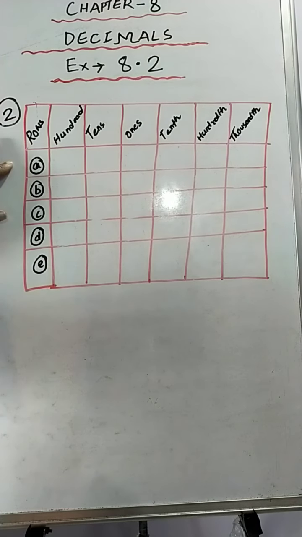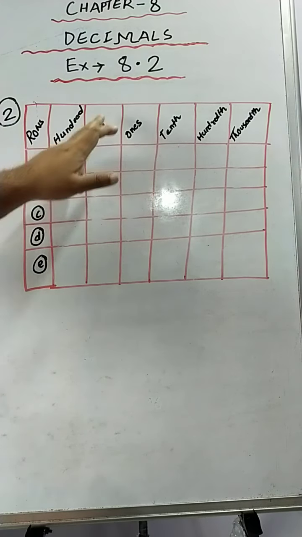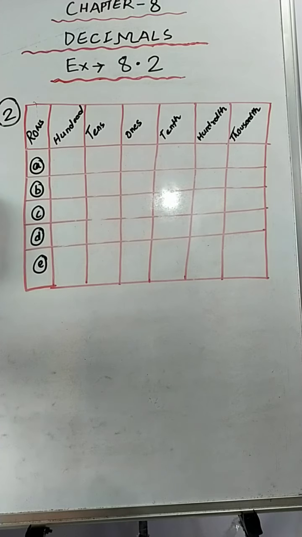So what exactly do you have to do? It is said in the question that you write the numbers given in the following place values. All the place values are given, students, in a table, in the decimal form. Now question number 1 is given. Let me write it for you.